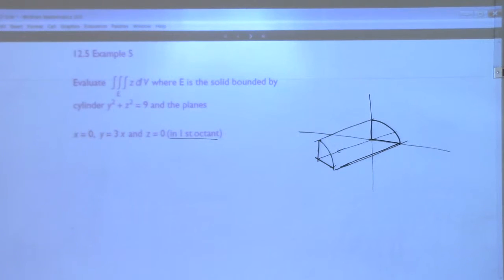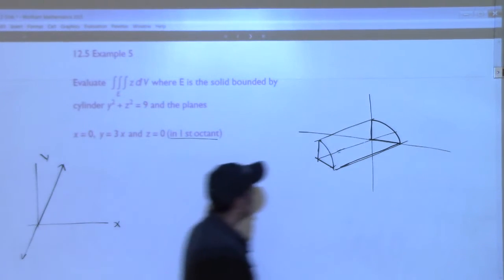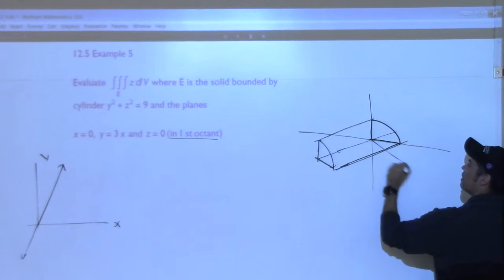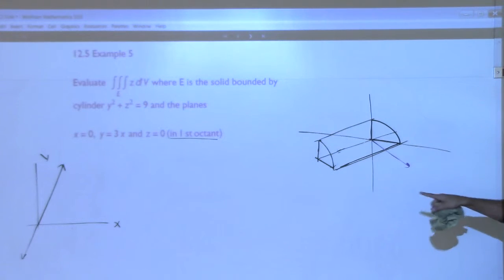And I have one more thing. Y equals 3x. So what would that look like? Just a slope of 3, it would be like this. That's what it would look like. So on the ground over here, I'm going to have trouble with this one. It's like that, right? That's that line over there drawn.